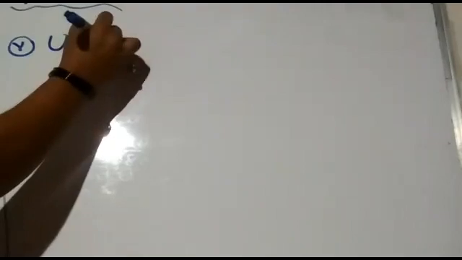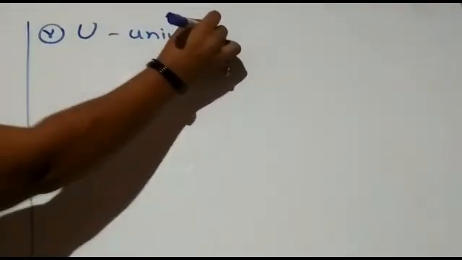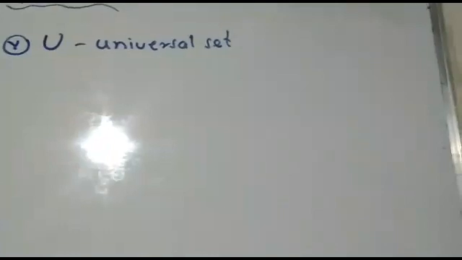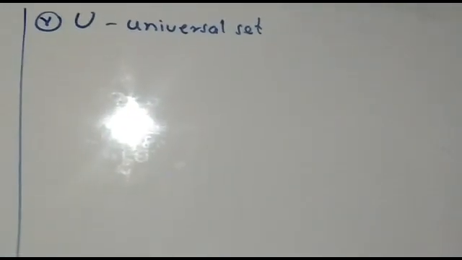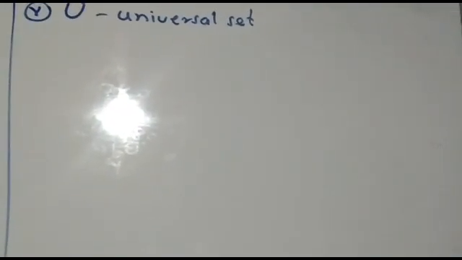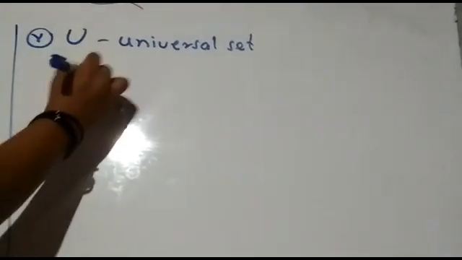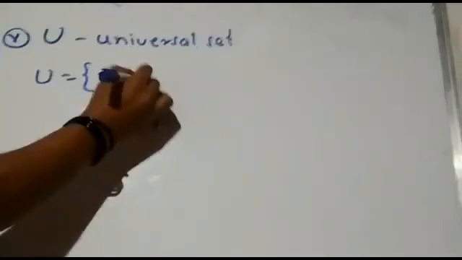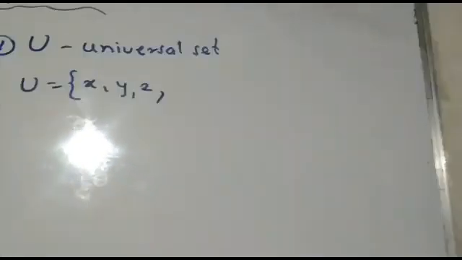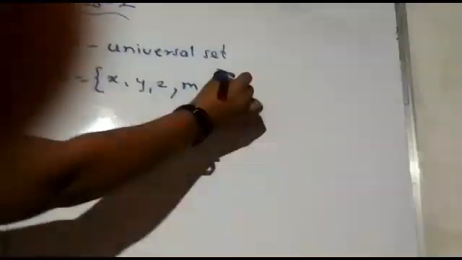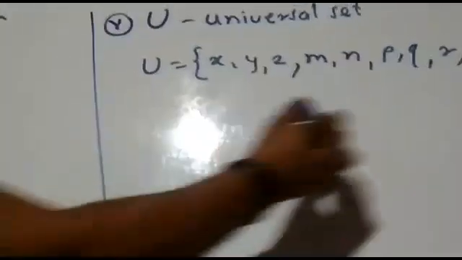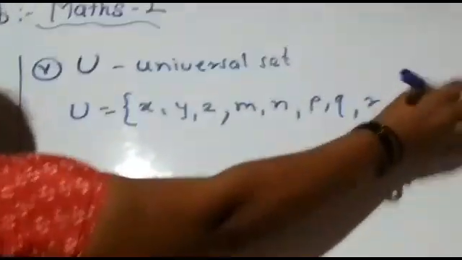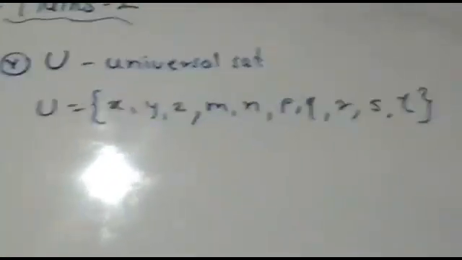Then next, they ask to write U set. U means universal set. Universal set means write down all elements present in A, B and U sets. Means we have to write universal set is equal to X, Y, Z, M, N, then P, Q, R, and the last, S and T are also present. So it is also written as the union set.